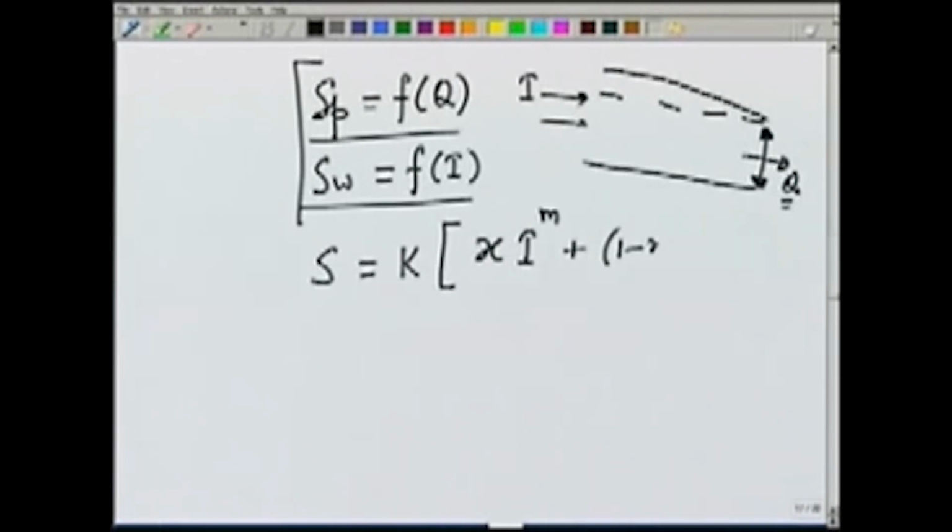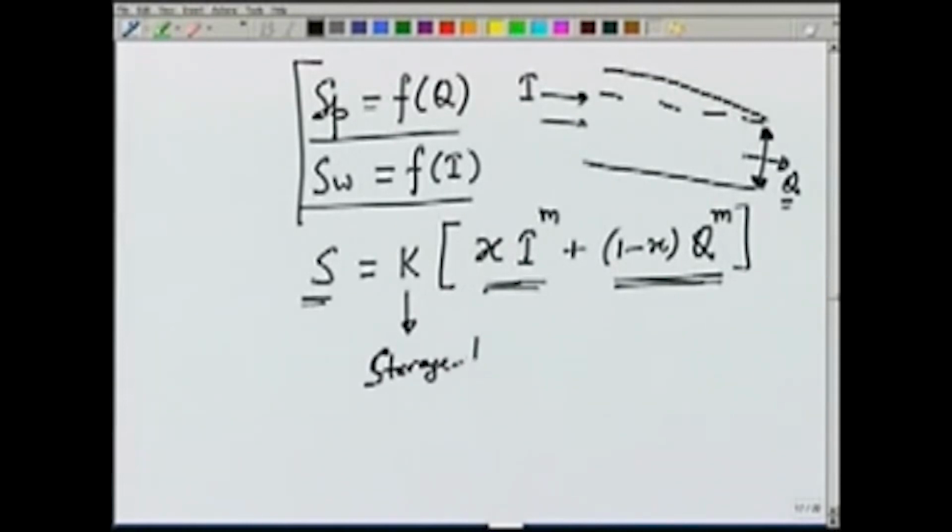We assign some weight to the inflow, some weight to the outflow, and write the total storage as the wedge storage, which is a function of I, and a prism storage, which is a function of Q. In this, K is a coefficient which is sometimes called a storage time constant.